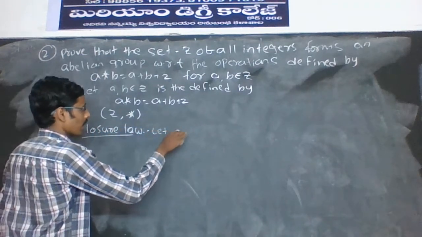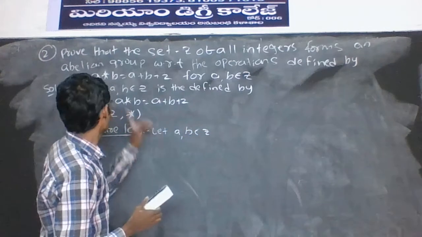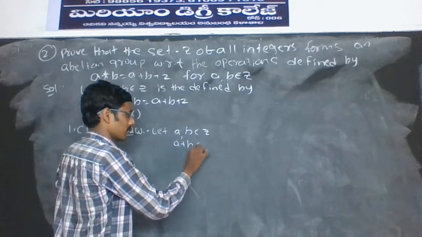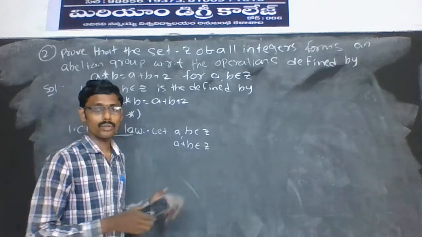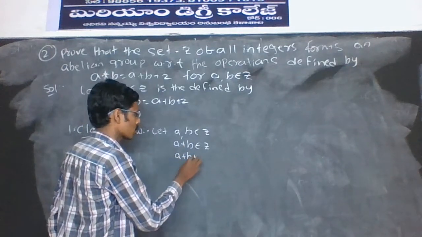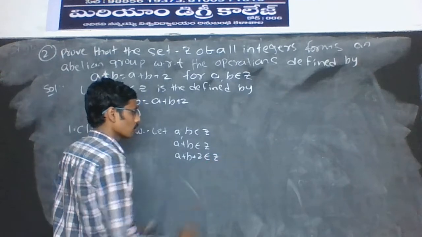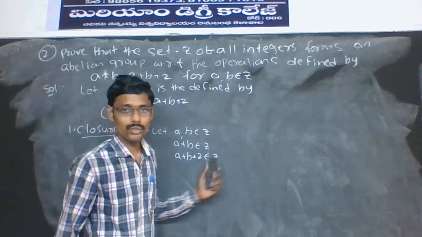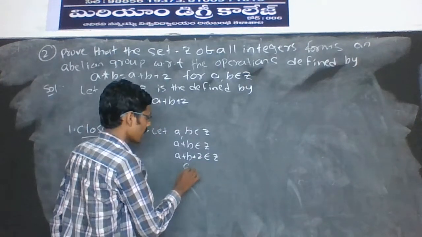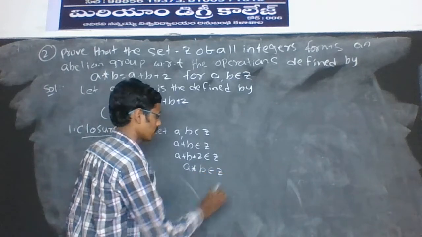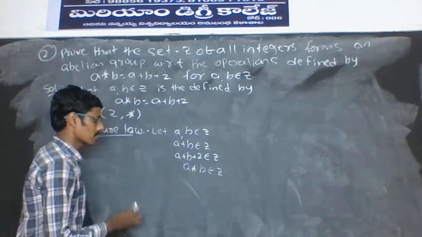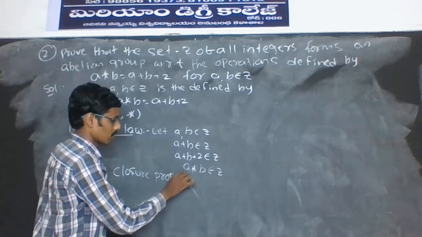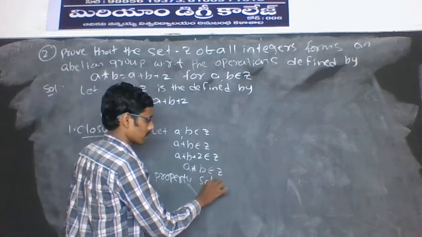Let a, b belong to Z. Z is the integers, so a plus b belongs to Z. Adding 2, which is an integer, a plus b plus 2 belongs to Z. a plus b plus 2 is written as a star b, so a star b belongs to Z. Closure property satisfied.